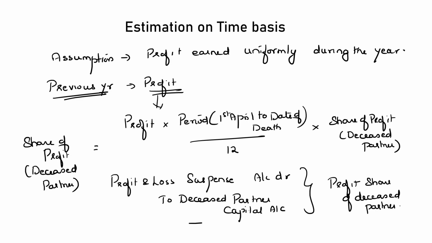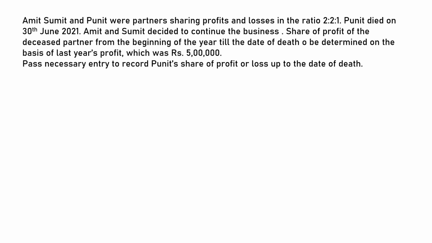So let us understand this particular concept with an example so that it becomes clear to you. So look at this particular example. Amit, Sumit and Punit were partners sharing profits and losses in the ratio of 2:2:1. Punit died. So 1 by 5 was the share of Punit and he died. When did he die? On 30th June of 2021. So he was alive from 1st April 2021 till 30th June. April, May, June. He was alive for 3 months in this year. Amit and Sumit decided to continue the business. So they decided they will continue the business. They will not close down.